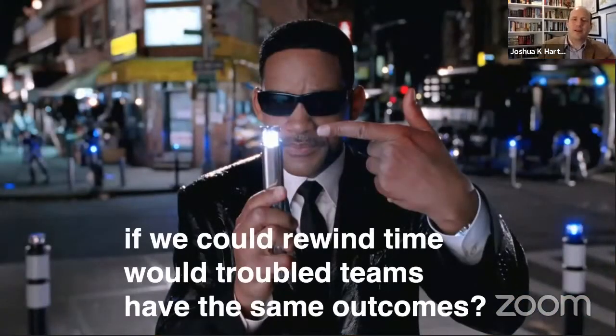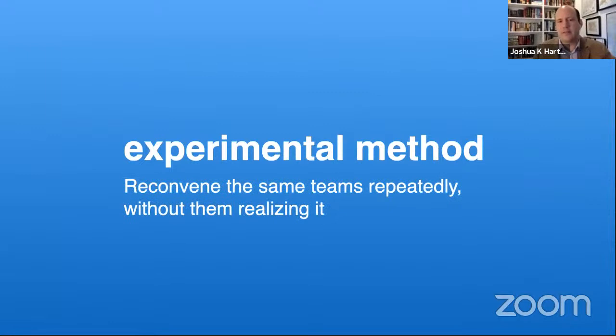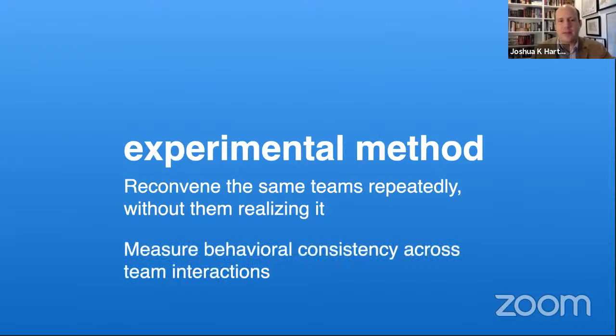So the idea is, if we could rewind time, would troubled teams have the same outcomes? And if a team didn't work together, is it just that those people couldn't get along, or is it some random perturbation that resulted in that? So their experimental method is they're going to reconvene the same teams repeatedly without the people in the teams realizing it, and then measure behavioral consistency across the team interactions.